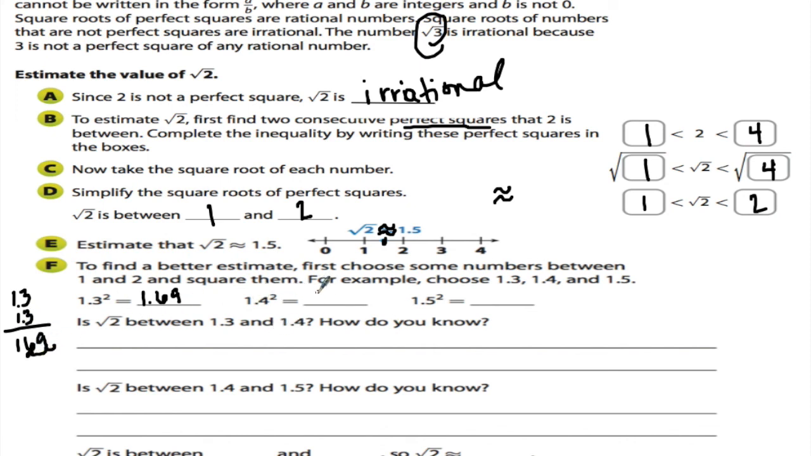So 14 squared, we said, was 196. So 1 and 4/10 squared would be 1 and 96/100. And 15 squared is 225, so it would be 2 and 25/100 if it's 1 and 5/10 squared. So we have to figure out, is the square root of 2 between 1 and 3/10 and 1 and 4/10?